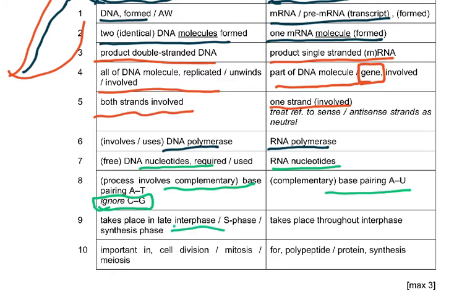Then replication takes place in late interphase or S phase of interphase, while transcription takes place throughout interphase. Replication is important in cell division, mitosis and meiosis, and transcription is essential for polypeptide or protein synthesis. So understand these: there were 10 points and you're only supposed to give 3, so you could easily have got 3 out of 3.